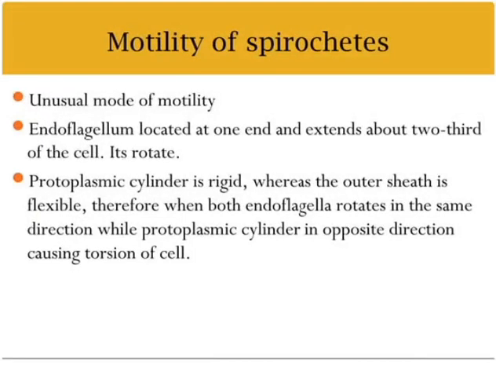The endoflagellum is located at one end and extends about two thirds of the cell. It rotates. The protoplasmic cylinder is rigid, whereas the outer sheath is flexible. Therefore, when both endoflagella rotate in the same direction, the protoplasmic cylinder rotates in the opposite direction, causing torsion of the cell.